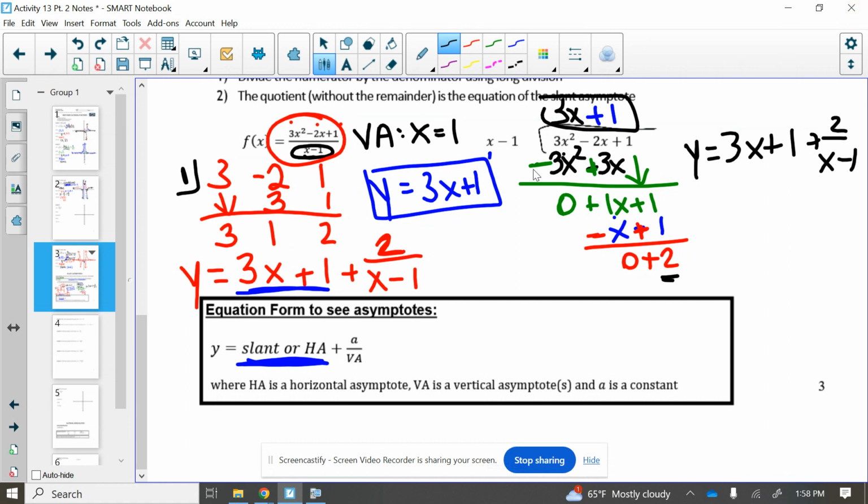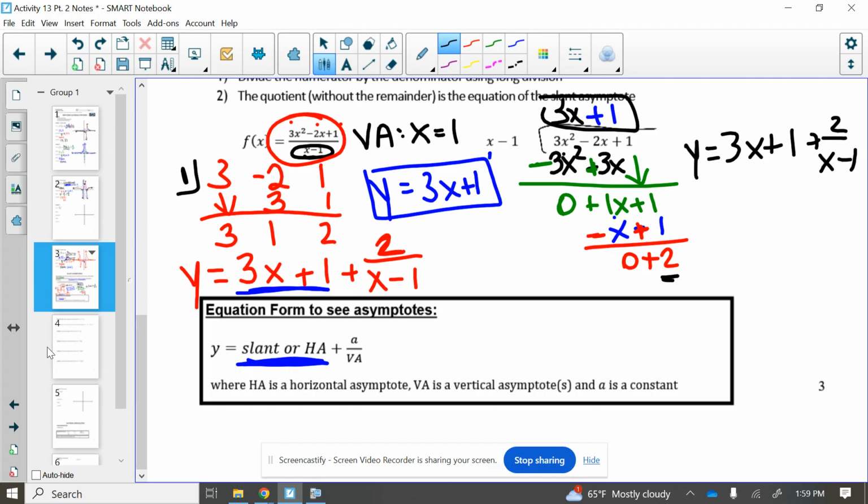Now, long division is useful if you have more than just an x squared and an x. Synthetic division, though, if we're just doing x squared and an x, then we should be able to just use synthetic, which is a little bit quicker.